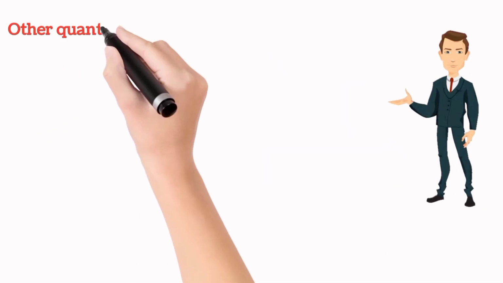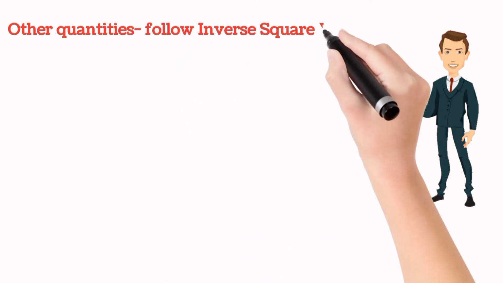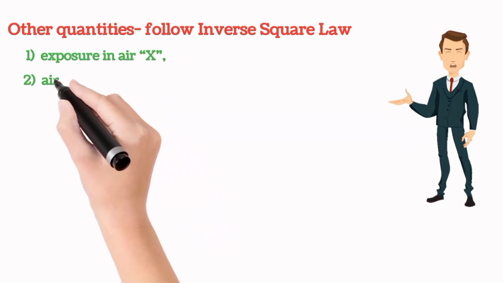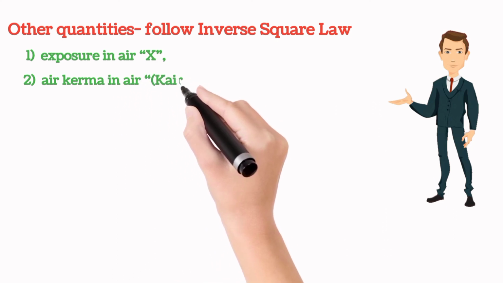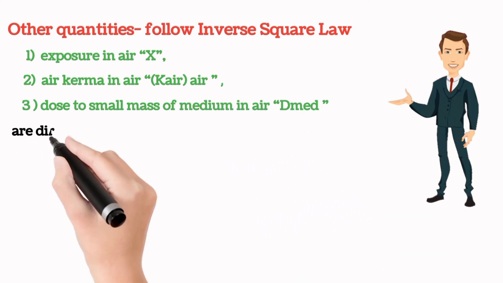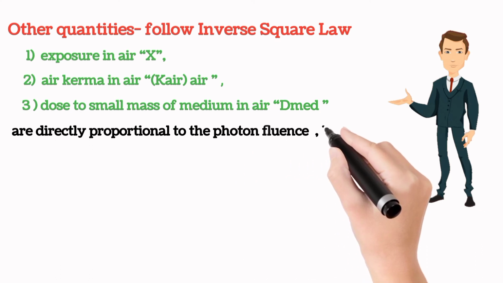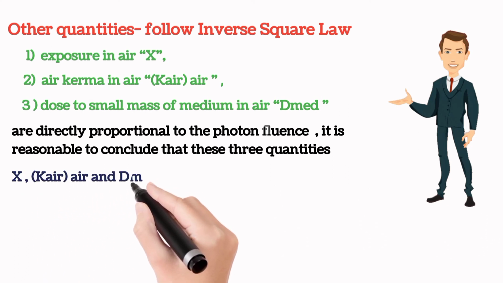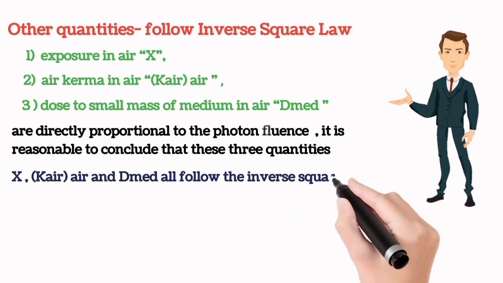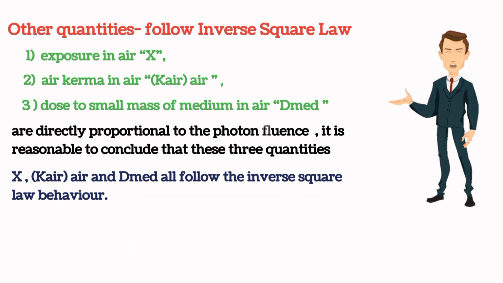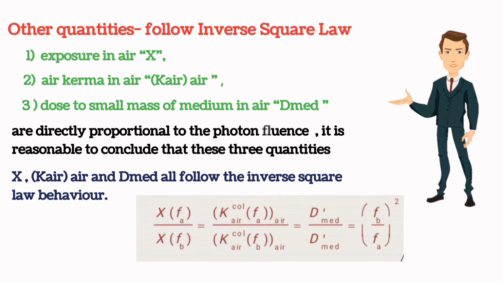These are the other quantities which follow the inverse square law. Number 1, exposure in air. Number 2, air kerma in air. Number 3, absorbed dose in air. All these quantities are directly proportional to the photon fluence, so it is reasonable to conclude that these three quantities also follow the inverse square law. This equation shows that exposure, air kerma, and absorbed dose are also inversely proportional to the square of the distance from the source.